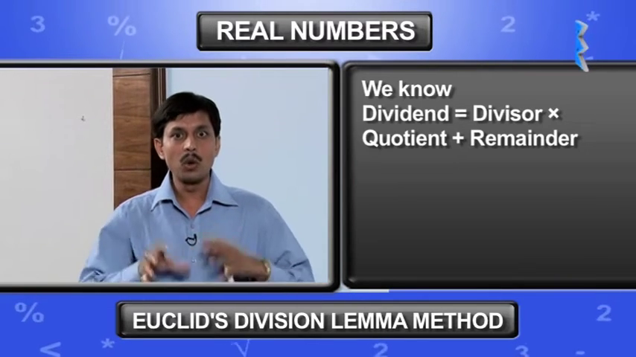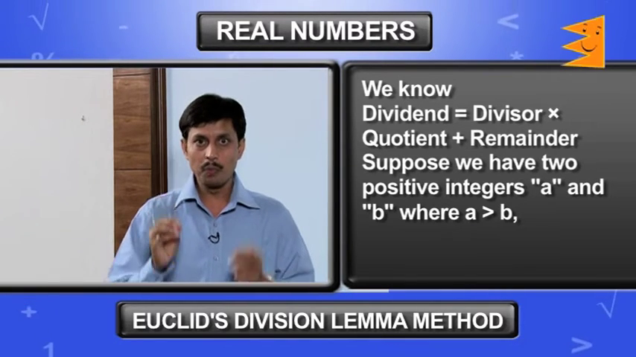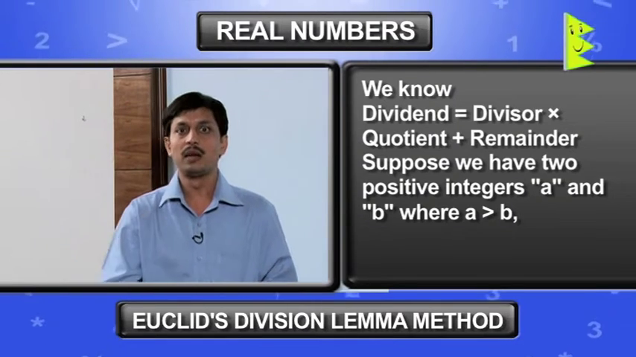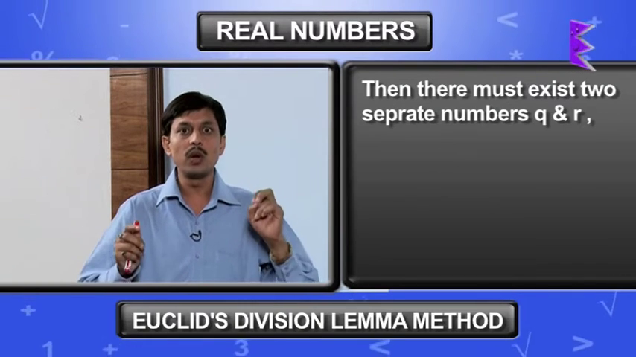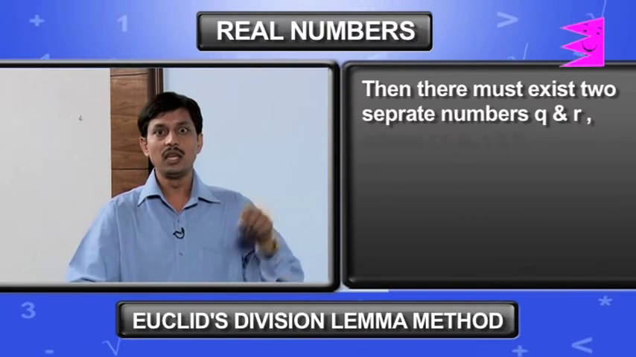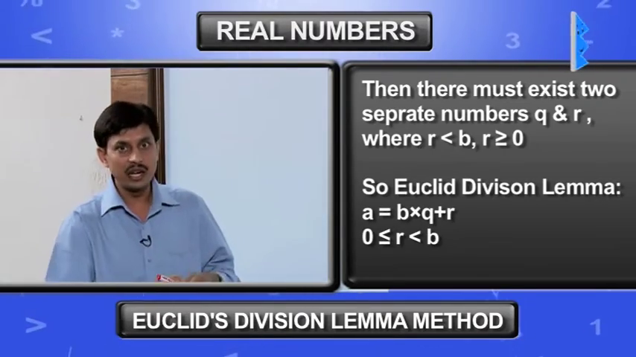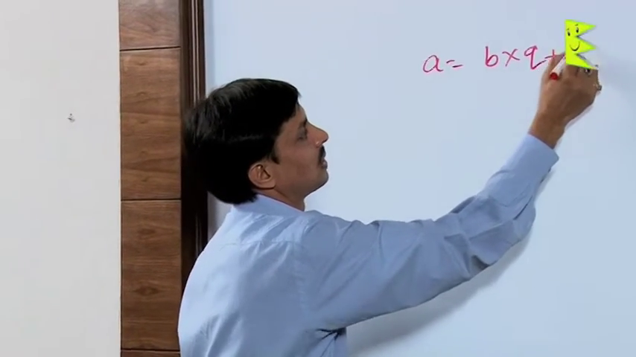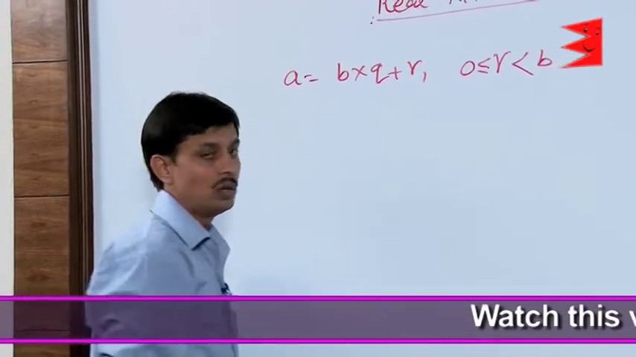To make it more formal, suppose we have two positive integers a and b, where a is greater than b. Then there must exist two unique numbers q and r such that r is less than b but greater than or equal to 0. So we can write it like this: a is equal to b into q plus r, where r is less than b and greater than or equal to 0.